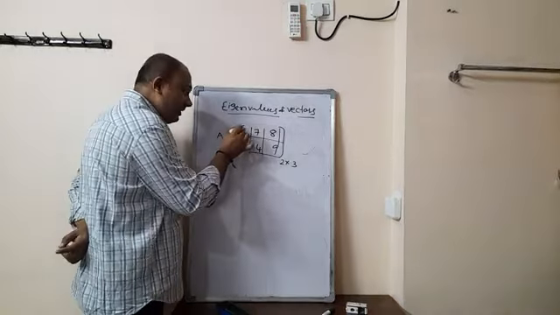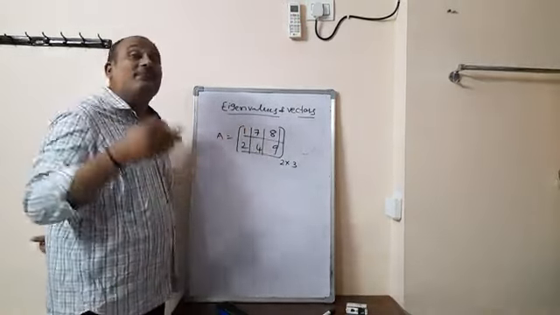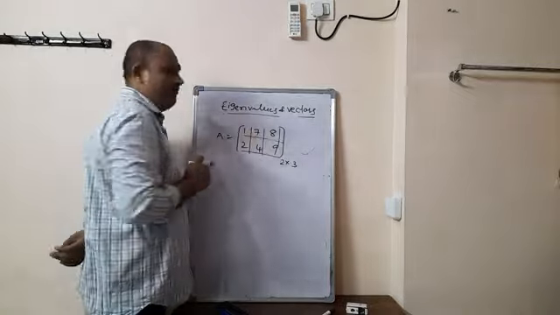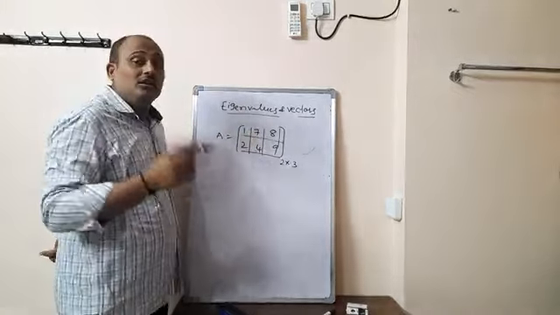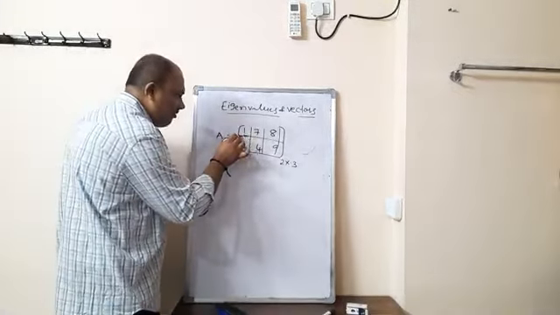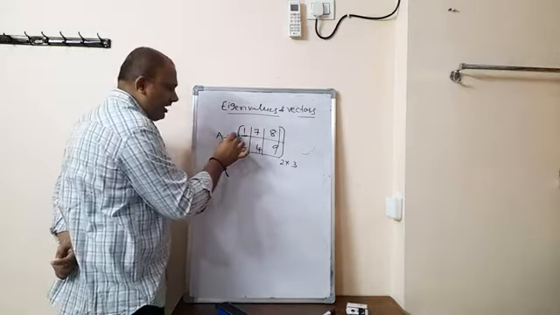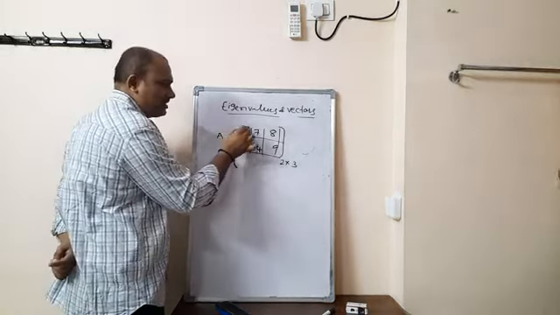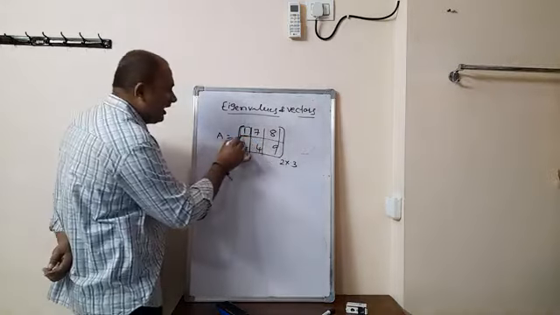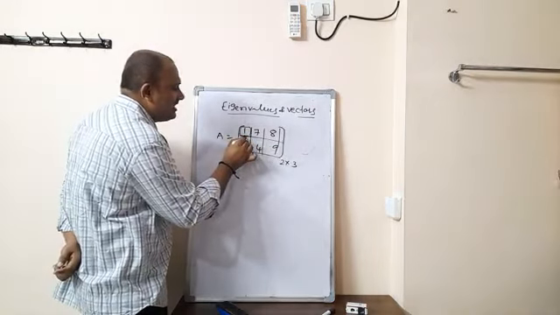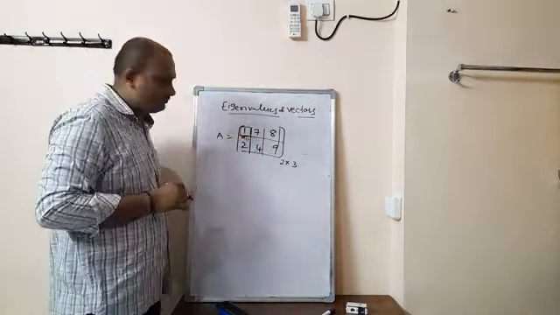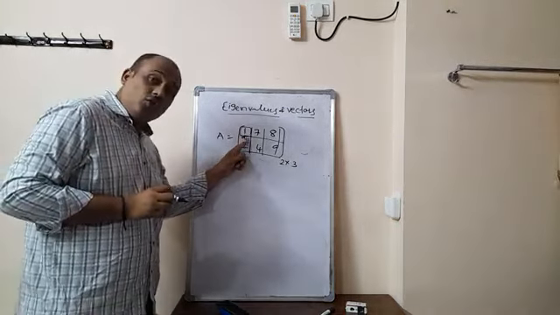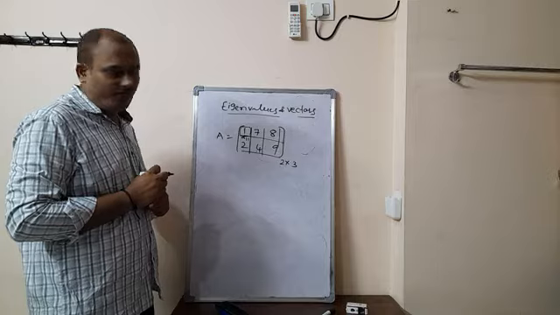But how do we represent the number 1, the number 7, the number 4? Here the first element is 1. 1 is in the first row and first column, which is represented as A11: first row, first column.